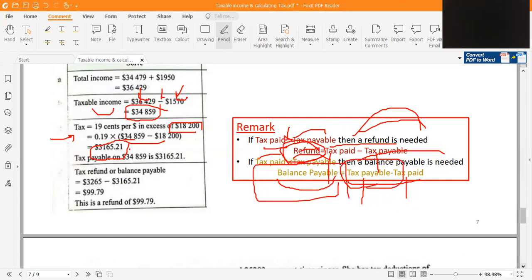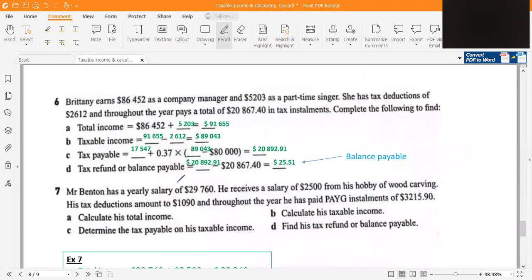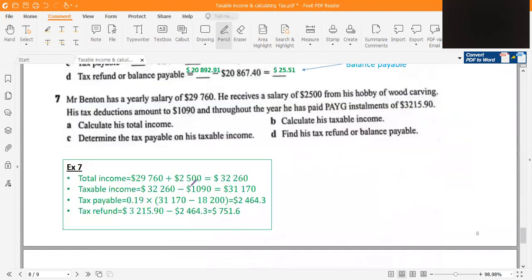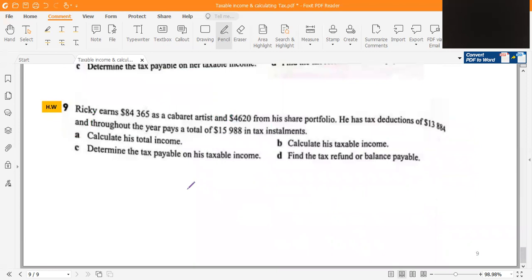Very easy, okay? And you can find all the details in the next exercises, and you can take, for example, exercises 8 and 9 as homework.